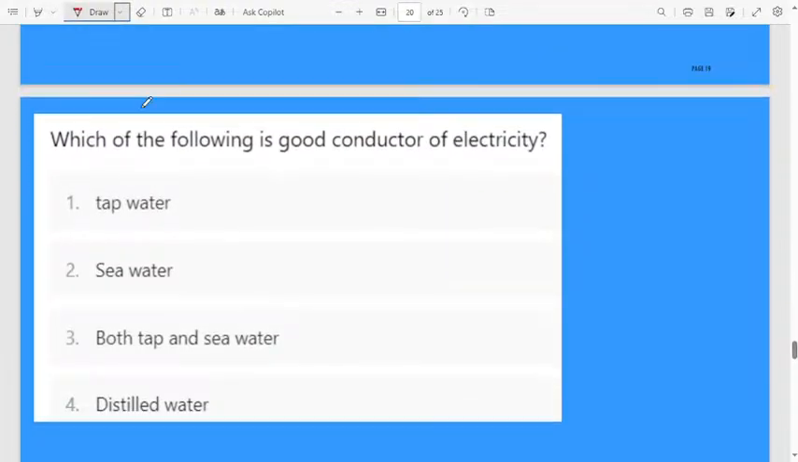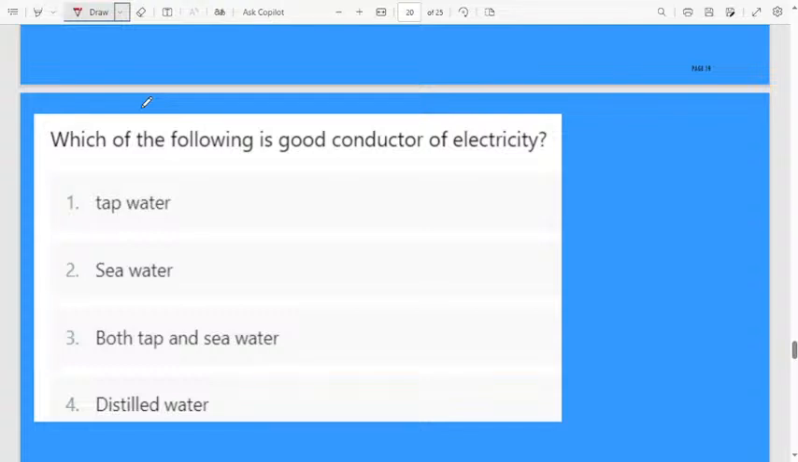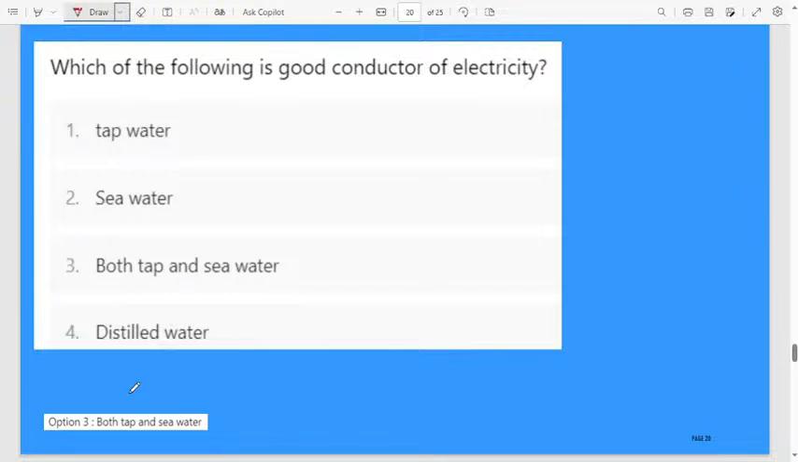Next question. Which of the following is a good conductor of electricity? Which one will we consider a good conductor of electricity? First option tap water, second option sea water, third option both tap and sea water, fourth one distilled water. The answer is both tap water and sea water. I observed this at home. Consider distilled water or RO water, the water filter water. Normally in our home we use the water filter.